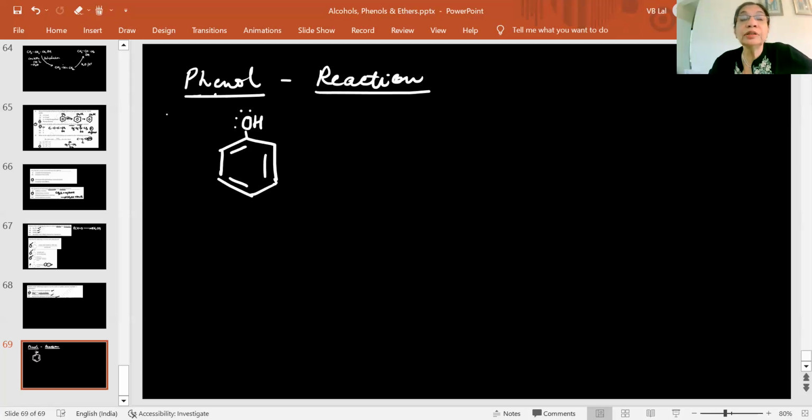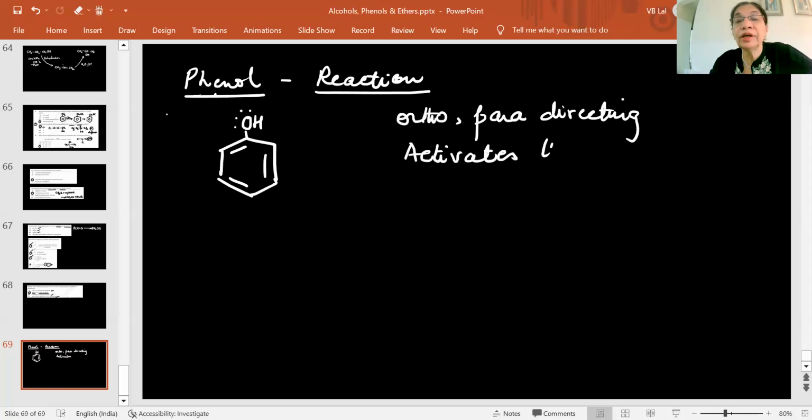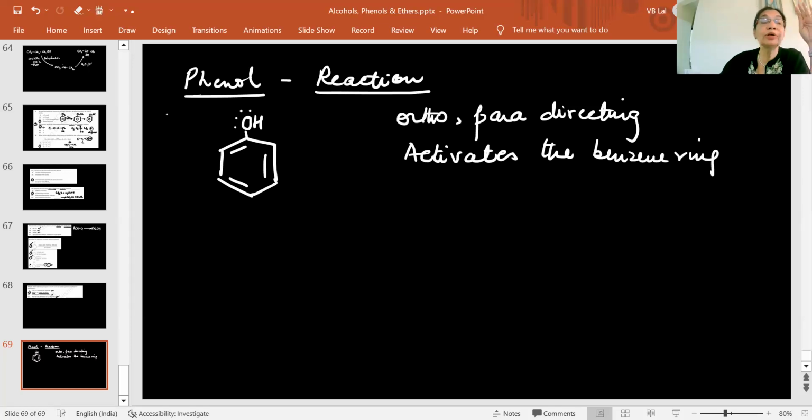The OH group is ortho para directing. And it also activates the benzene ring. Now first we have to understand, because there are always questions about why the OH group is ortho para directing and why it activates the benzene ring.